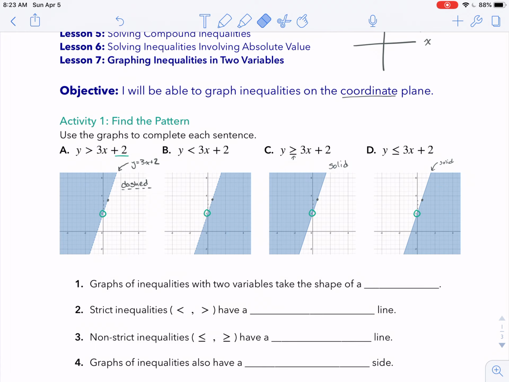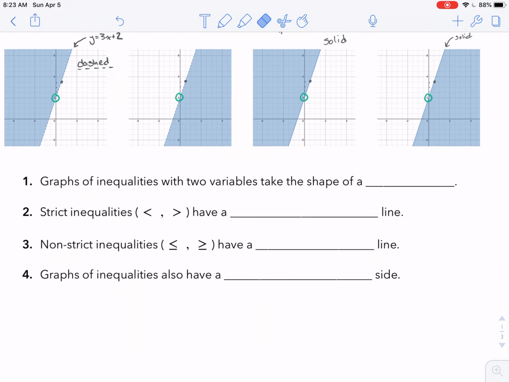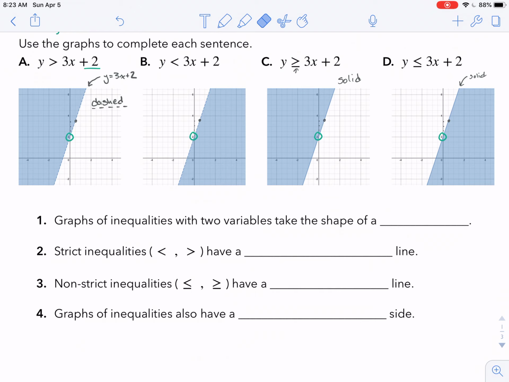So let's see if we can complete these sentences. Graphs of inequalities with two variables take the shape of a line. They're not U-shaped like a parabola. They're not a circle, which is a kind of graph that we can make. No, these are all lines.